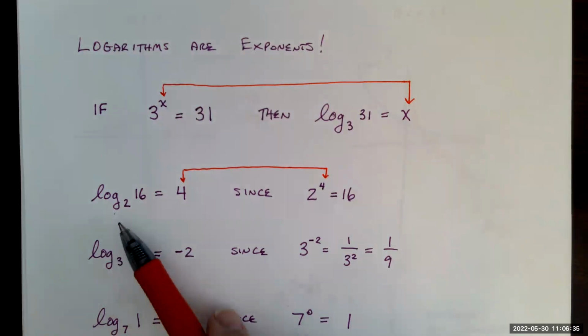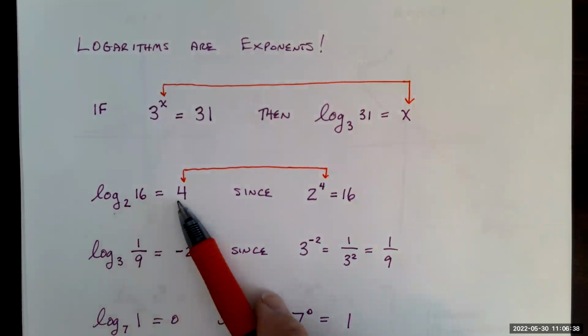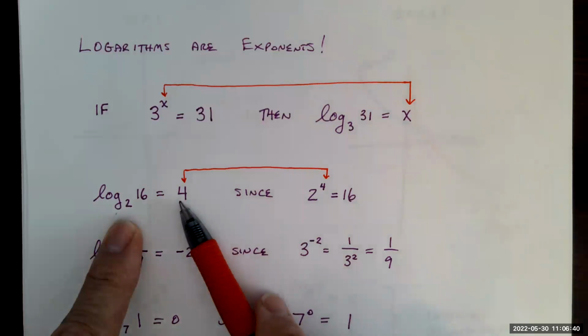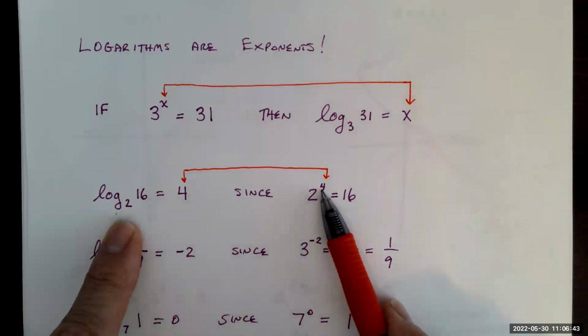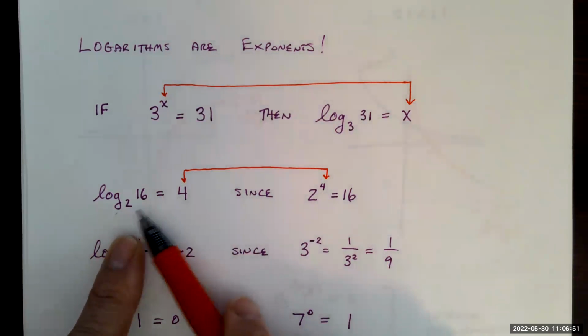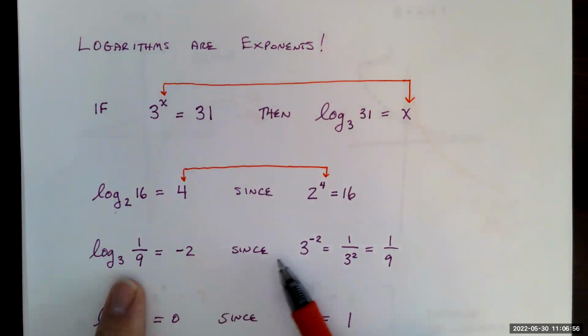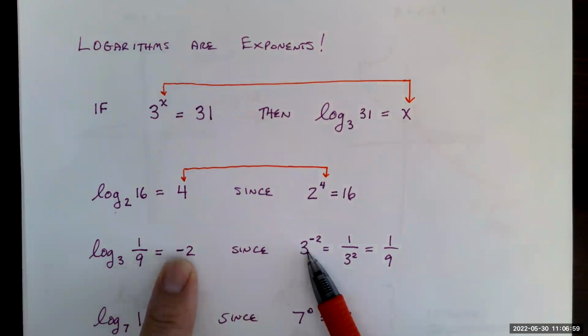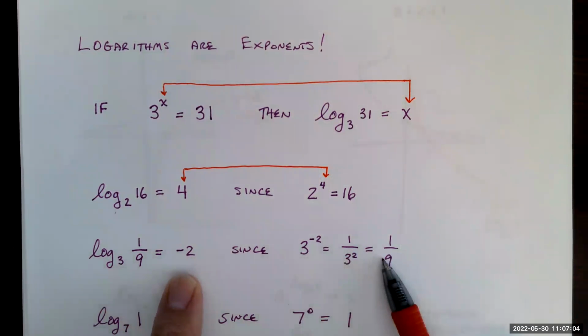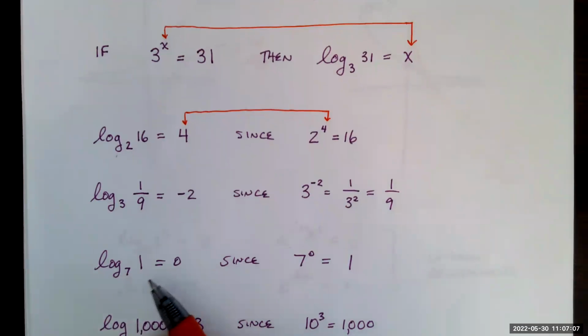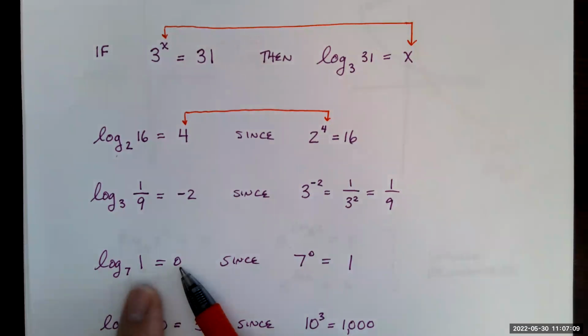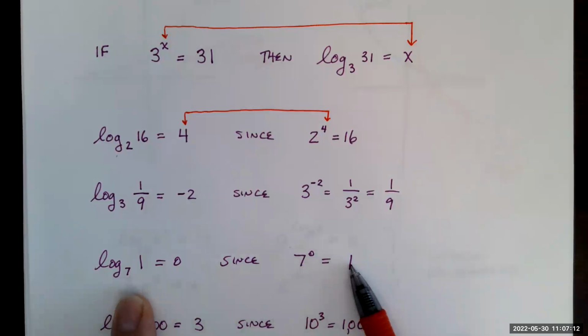So for example, log base 2 of 16 is 4 because the base 2 to that 4th power is 16. Right? Since 2 to the 4th power, 2 times 2 times 2 times 2, is 16. Log base 2 of 16 is 4. Log base 3 of 1/9 is -2. Why is that? Because 3 to the -2 power is the same as 1 divided by 3 squared, which is 1/9. Log base 7 of 1 is 0. Why is that? Because 7 to the 0 power is 1.